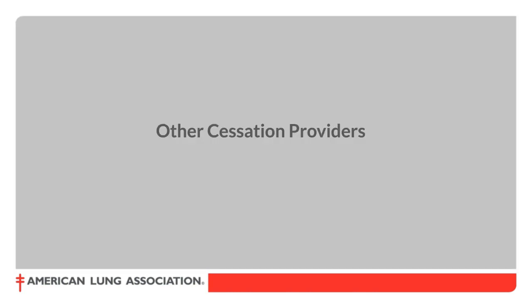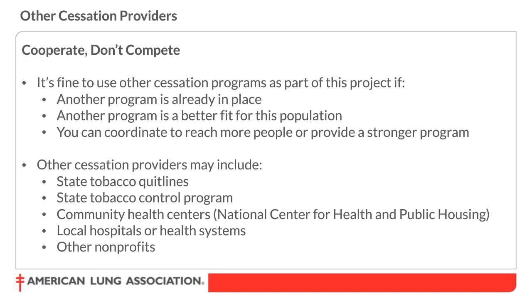There are other cessation programs that can also be utilized. We'll discuss them in the coming slides. When considering other cessation providers, remember to cooperate, don't compete. It's fine to use other cessation programs as part of this project if another program is already in place, another program is a better fit for this population, and you can coordinate to reach more people or provide a stronger program. Other cessation providers may include state tobacco quit lines, state tobacco control programs, community health centers, local hospitals or health systems, and even other nonprofits.